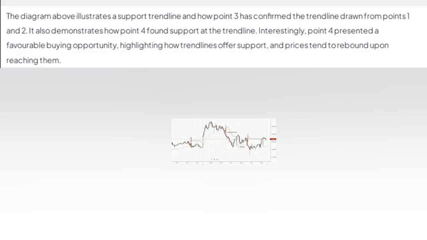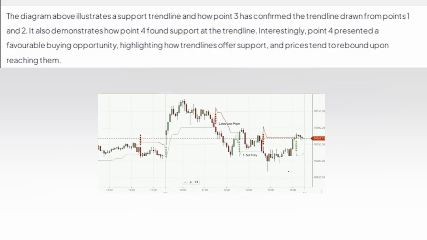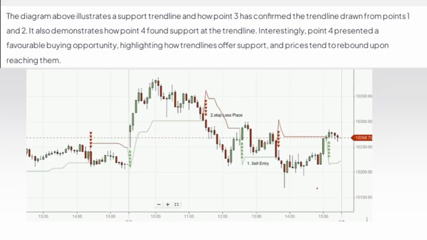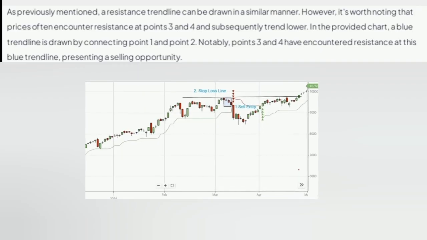Draw trend line in chart. The diagram above illustrates a support trend line and how point 3 has confirmed the trend line drawn from points 1 and 2. It also demonstrates how point 4 found support at the trend line. Interestingly, point 4 presented a favorable buying opportunity, highlighting how trend lines offer support, and prices tend to rebound upon reaching them.